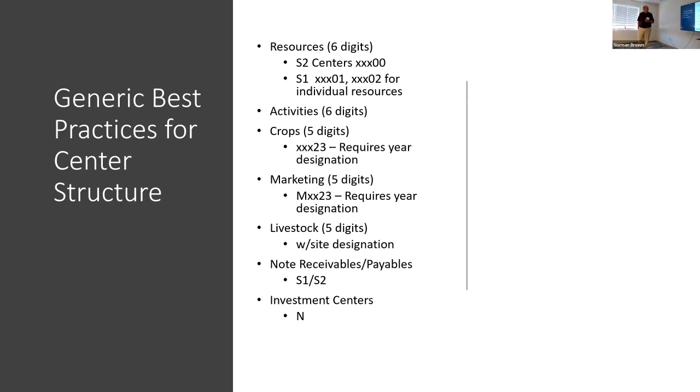For resources, I like to use something in the form of XXX and then 00, the 00 being the S2 center. If we ever need one, an S2 center, then 01, 02 for every tractor, combine. For activities, use 6 digits. Crops, 5 digits, and then the 6th digit would be your WIP center, feature WIP center.